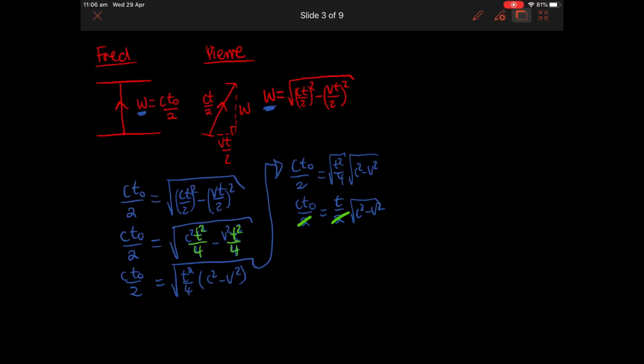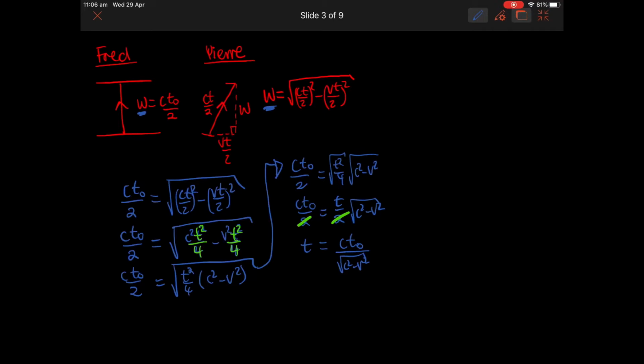And I'm going to do a quick rearrangement of T as a function of T naught. Okay, so I'm going to make T my subject. Get that blue pen back. So in other words, T is going to be equal to CT naught divided by the square root of C squared minus V squared. All right, so this is where we're at right now. So at the moment, this looks a bit messy though.